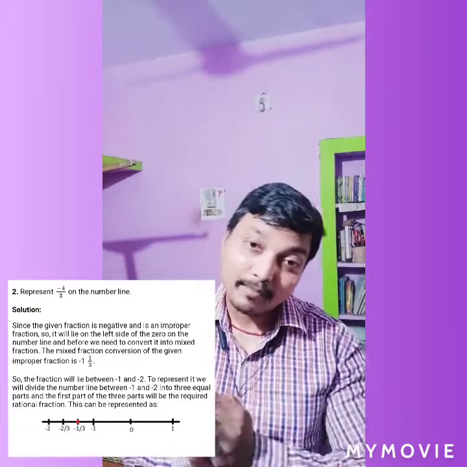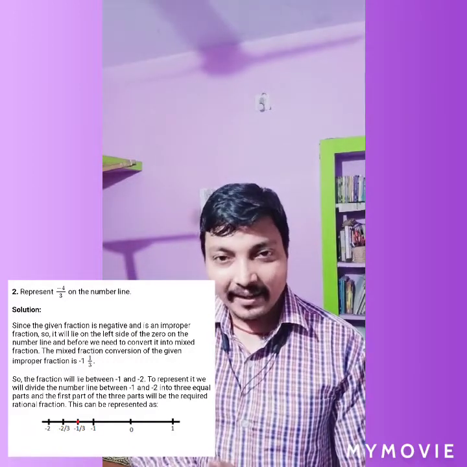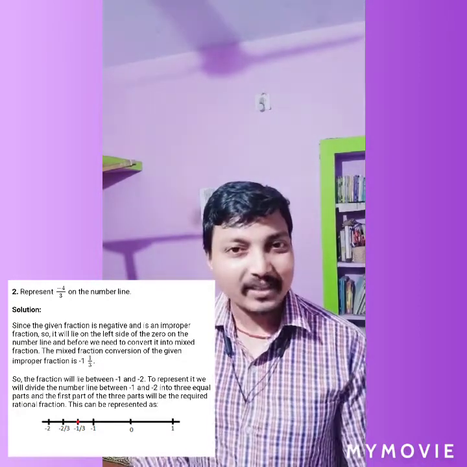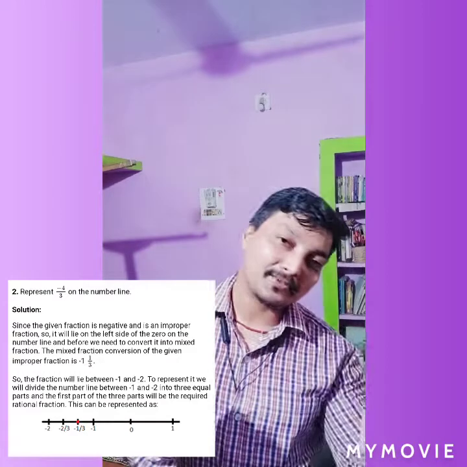Extra 1 by 3, but in the negative direction. Actually minus 4 by 3 means minus 1 whole 1 by 3, which means minus, within the bracket, 1 plus 1 by 3. And on opening the bracket, its real meaning is minus 1 minus 1 by 3. So it means minus 1, then after minus 1 by 3 it will go.